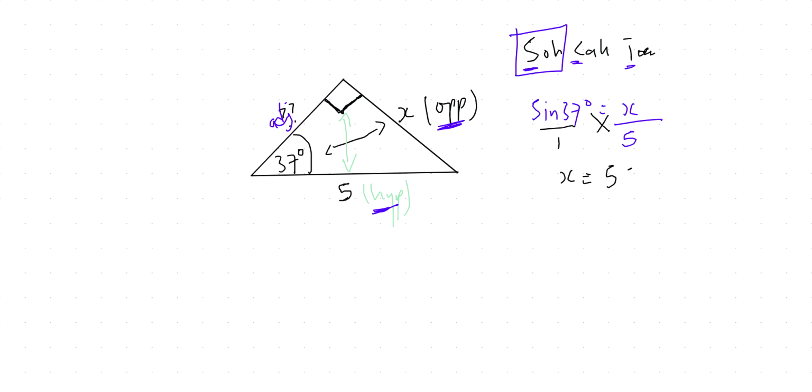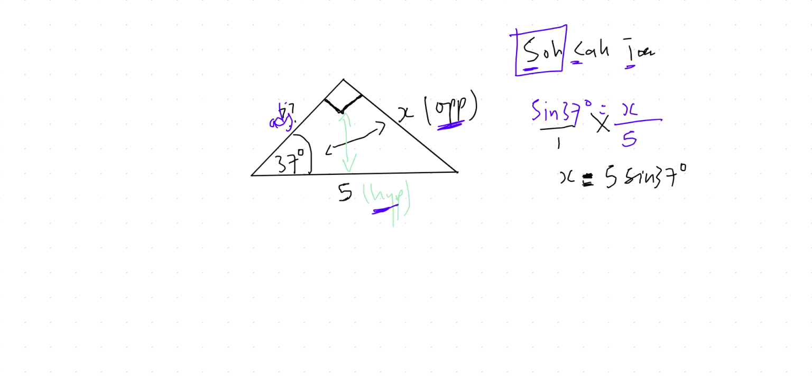Please, word of advice, I strongly suggest that you write 5 in front of sine 37, because you don't want to find yourself typing sine 375 in a calculator. That's going to be a very fatal error. You're going to get an answer out of this world. So please be aware of that. I strongly suggest you write 5 in front of sine 37.